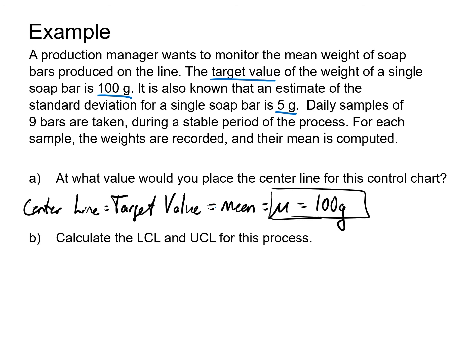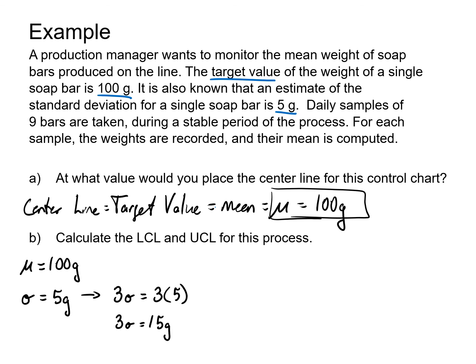Calculate the LCL and the UCL for this process. Well, a few things that we should note down. First of all, the mu, the mean, is 100 grams. And the standard deviation, which is going to be needed, is 5 grams. Okay, good enough. So one thing that's going to give us is 3 sigma. So 3 times 5, what is it? 3 times 5 gives 15 grams. So our 3 sigma, 3 times the standard deviation, is 15 grams.